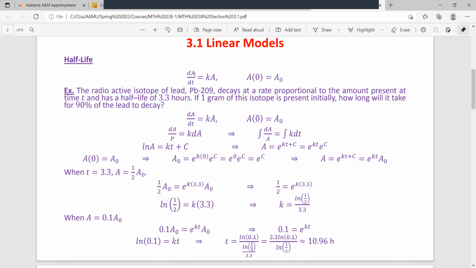Okay. But again, the rate of change of the amount of the isotope is proportional to the amount of the isotope at any time. And we still have the initial condition, and we need it, that the initial amount of the isotope is A0. So A of 0 is just equal to A0. That's given. So then, we can solve this problem completely using this information. So let's just do one example about half-life.